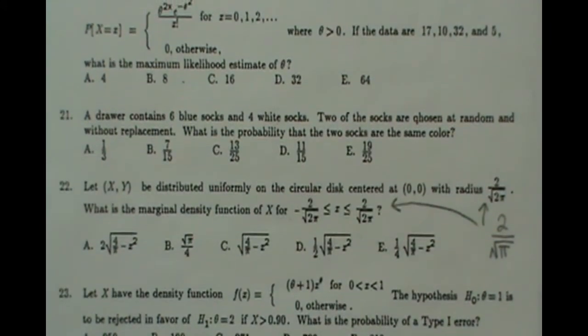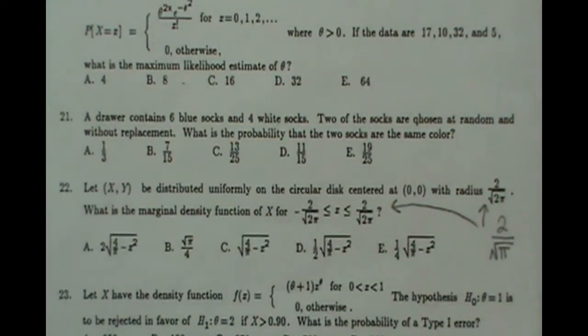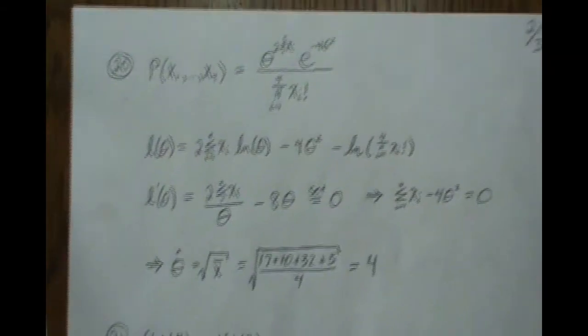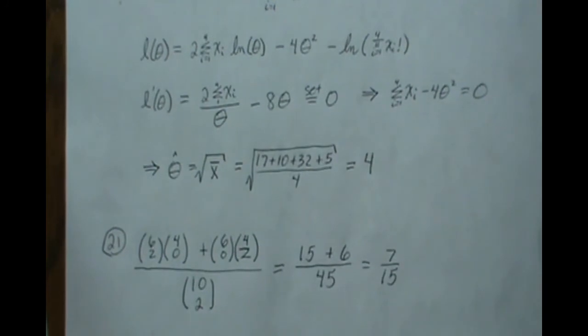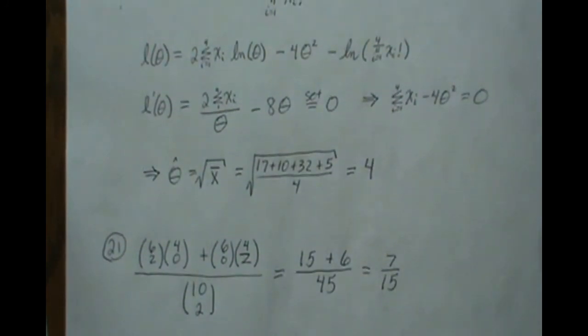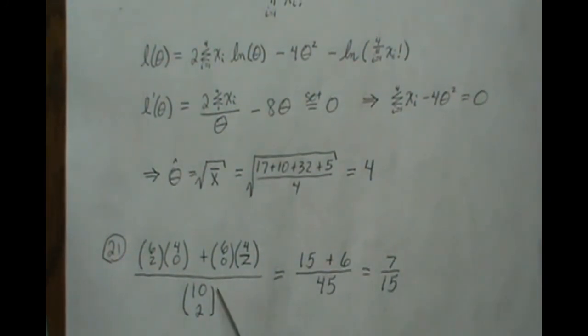Number 21, a drawer contains 6 blue socks and 4 white socks. 2 of the socks are chosen at random and without replacement. What is the probability that the 2 socks are the same color? Number 21, what's the probability that the 2 socks are the same?